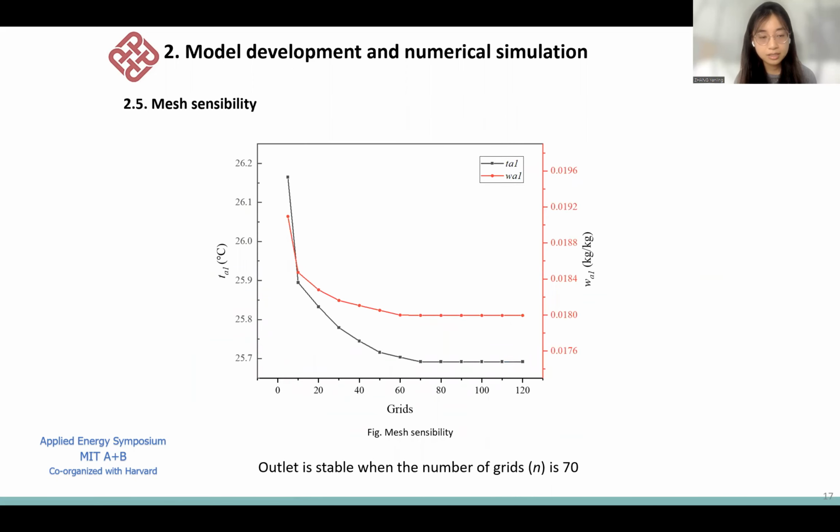There is data on the sensitivity analysis. We find the best number of grids is 70.